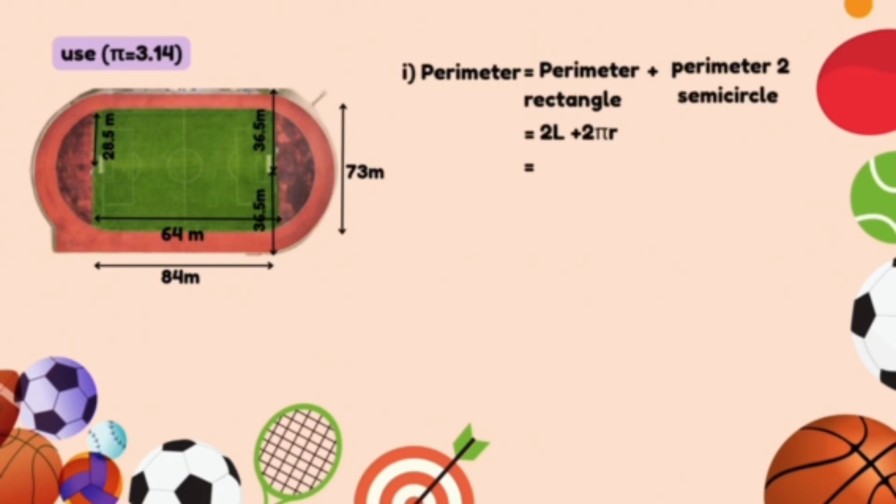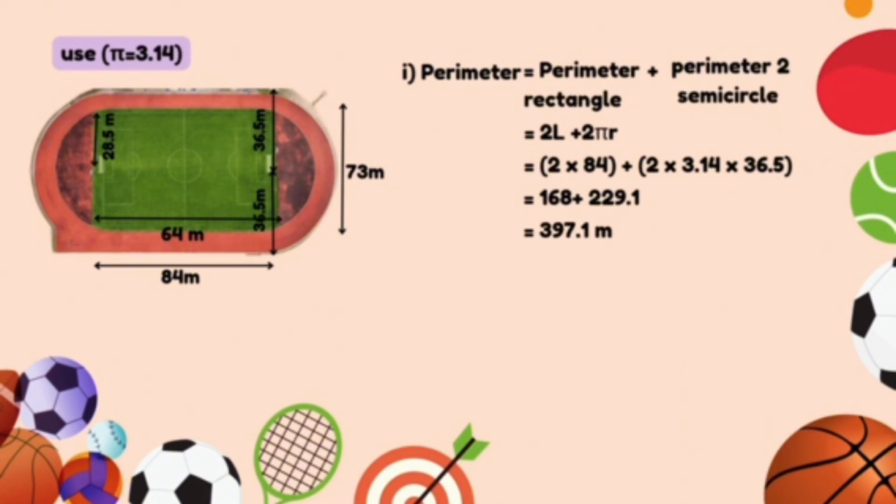We multiply the 84 meters length by 2, giving us 168 meters. We find the circumference of the two semicircles using 2 times 3.14 times 36.5, which equals 229.1 meters. Adding them together, the total outer perimeter is 397.1 meters, which is almost 400 meters.